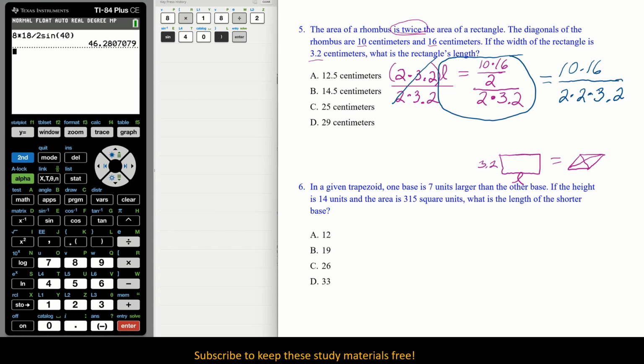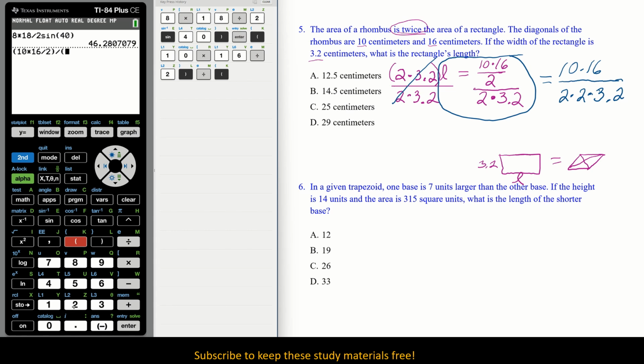So let's try the first way. I have in parentheses, just so you can see it, 10 times 16 divide by 2, close my parentheses. Now I will divide by, using parentheses again, 2 times 3.2, close my parentheses. Let me make sure that's all there. Okay, enter. 12 and a half. That's the correct option.